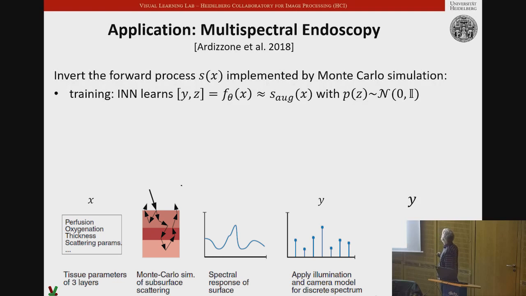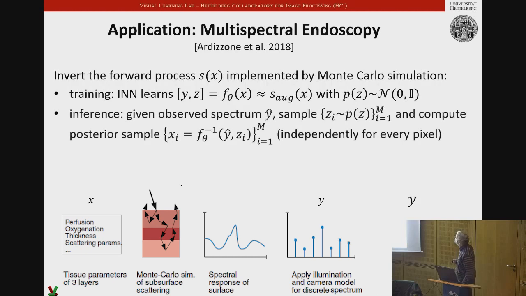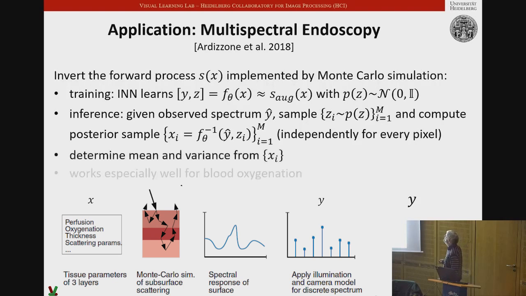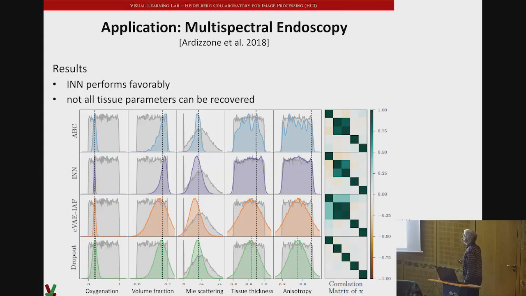And now the task is to come back to X from Y. What we want is, given Y, sample some Z's, and then compute all the compatible X's with this Y, as I explained earlier. And it turns out that this works pretty well for blood oxygenation. So here are the results. This is, again, this very expensive rejection sampling ground truth. Then this is our solution, and these are two other common networks. For example, a Bayesian network with dropout inference and a conditional variational autoencoder.